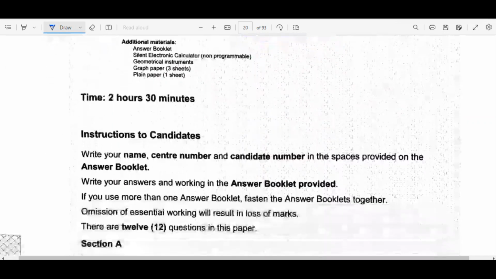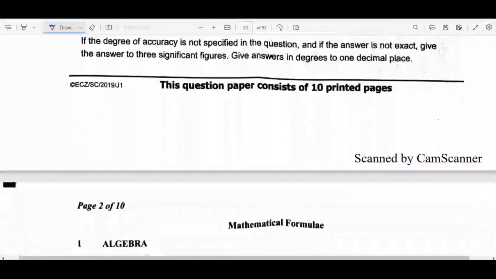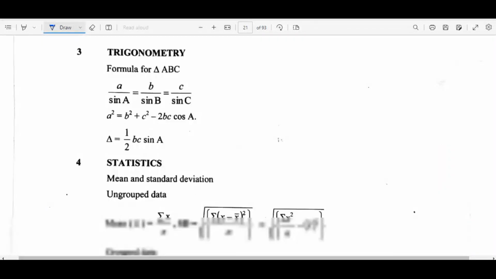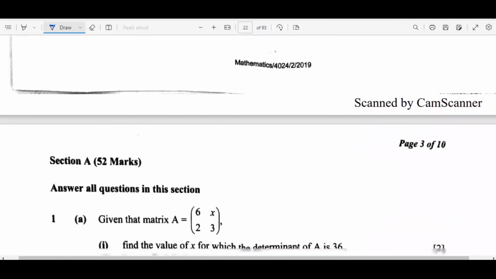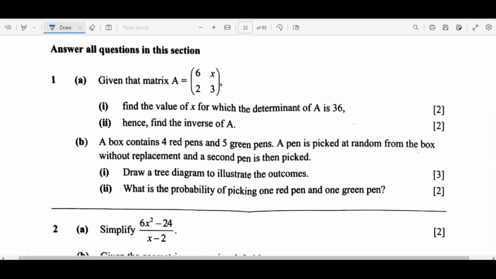In today's lesson, we want to revise mathematics paper 2 that was written in November on 15th 2019. So mathematics paper 2, we're going to handle the first question.